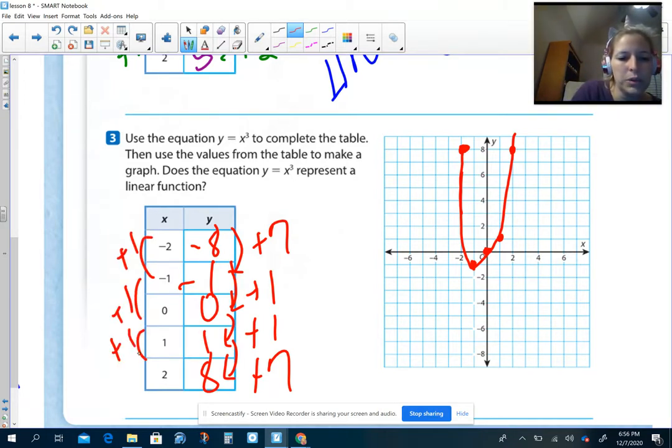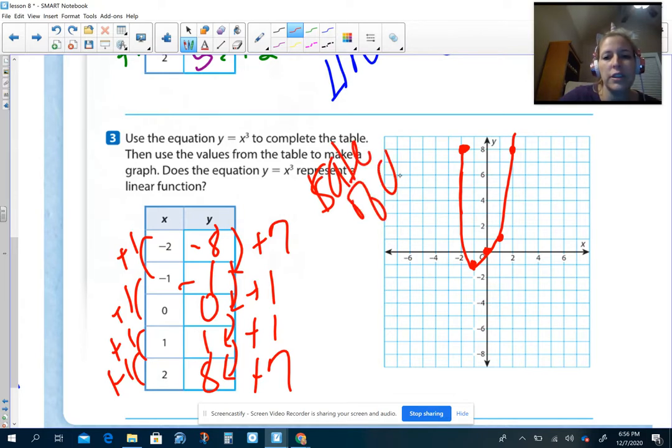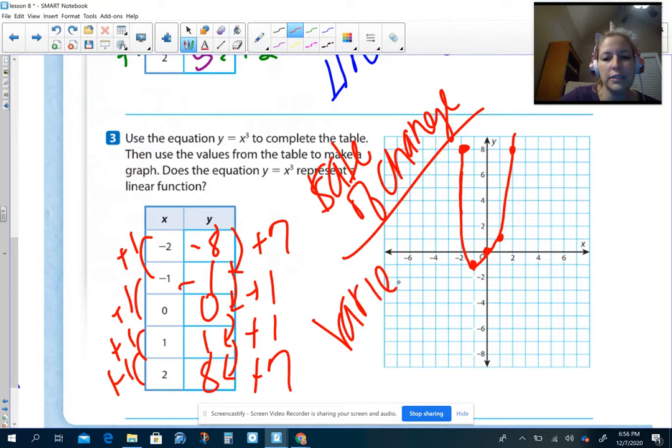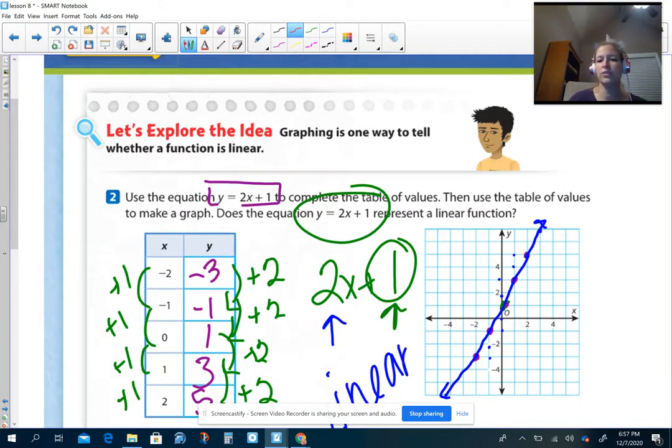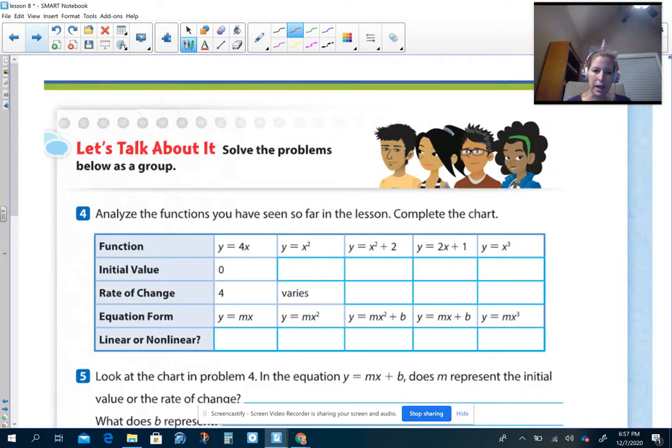But what's important to see? Do I have a constant slope? No. This rate of change varies. It keeps changing. Whereas this one, what's my rate of change? It's 2. Okay, so let's go ahead and look at the next page, okay?